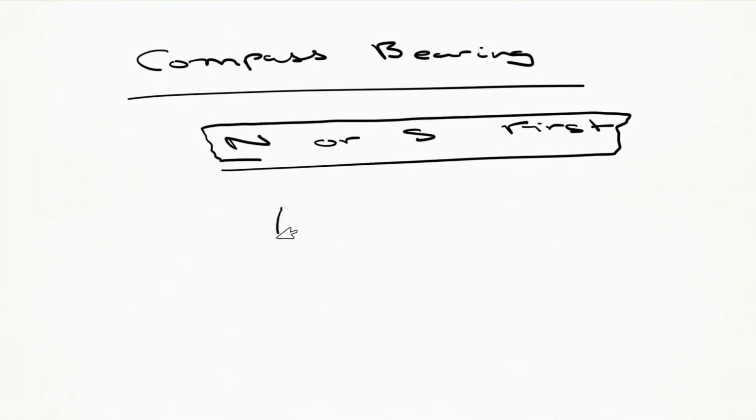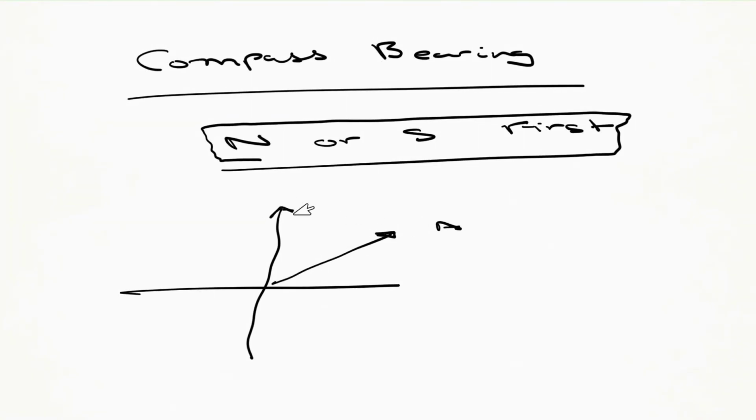So once again, let's bring back the example of the ships. Let's say I have ship A over here, and assuming that this way is north and it's at 30 degrees. Well, then the compass bearing of ship A is north 30 degrees west. The true bearing is 030, but the compass bearing is north 30 degrees west.